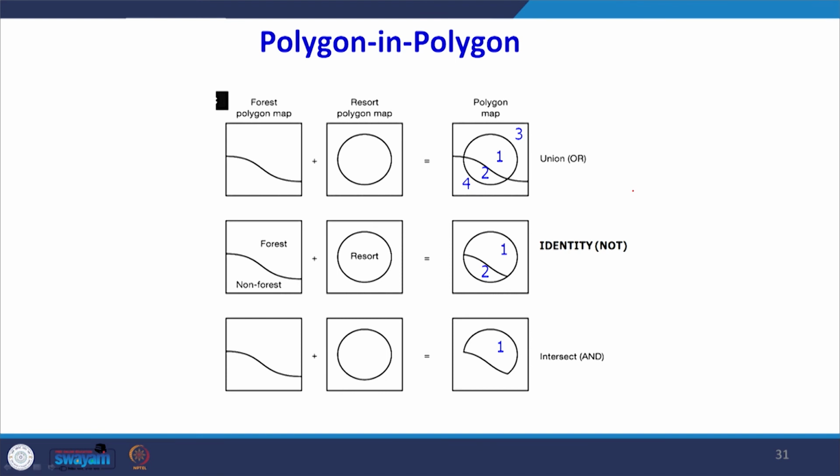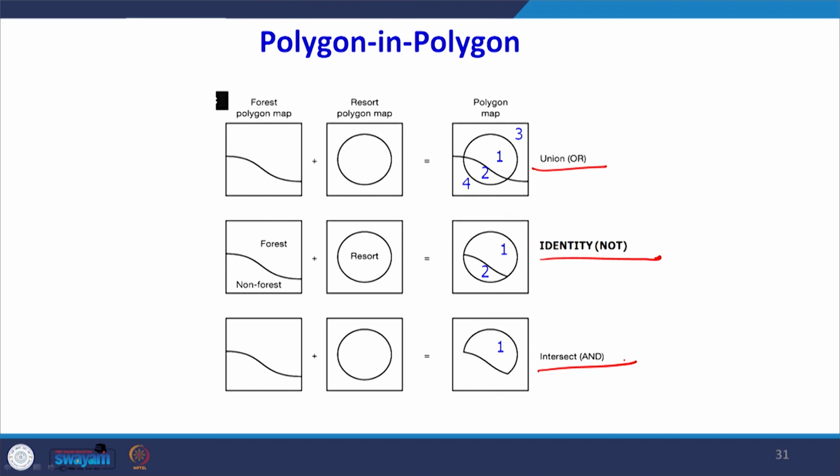Polygon in polygon overlay. Now, when we are doing polygon in polygon overlay, there are various commands which we are using. We are using the union command, the identity command, and the intersect command. As an example, it is shown over here: there are 2 polygons, again the forest area and the non-forest area is the first map, and then I have another map, a polygon area which shows a circle.